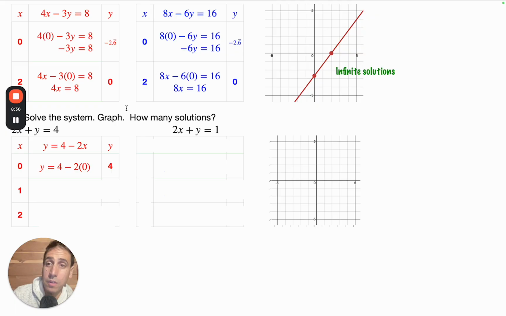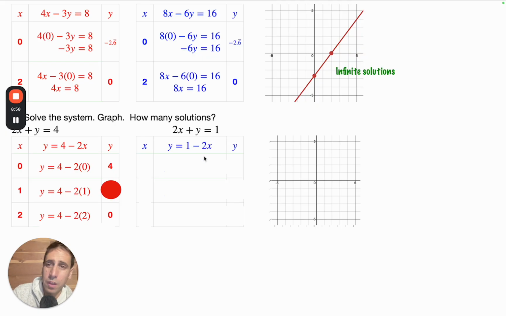2 times 0 is 0. 4 minus 0 is 4. Do 1. 2 times 1 is 2, and 4 minus 2 is what's underneath the red dot, and you can calculate that if you want. Then the next one, we'll do the multiplication. 2 times 2 is 4. 4 minus 4 is 0 here. So we've got 3 points we can plot. I'm going to do the same thing over here.